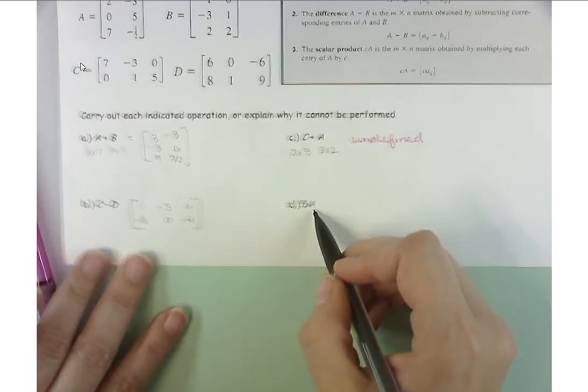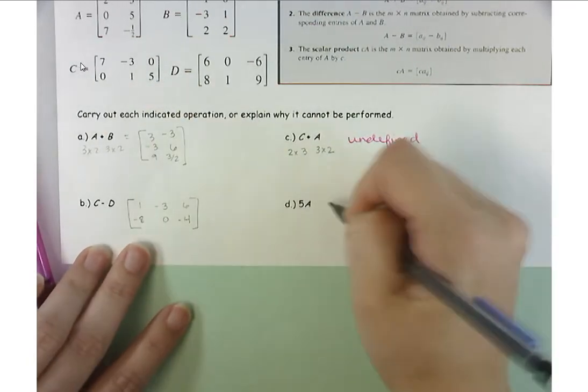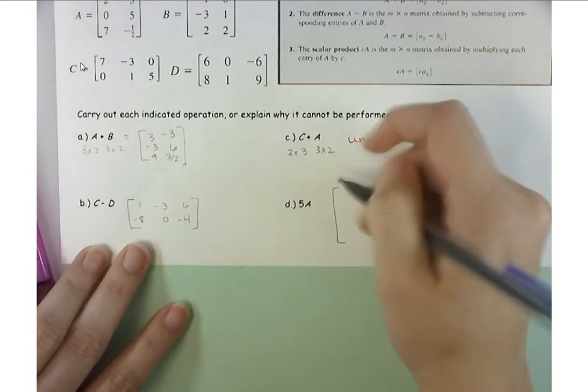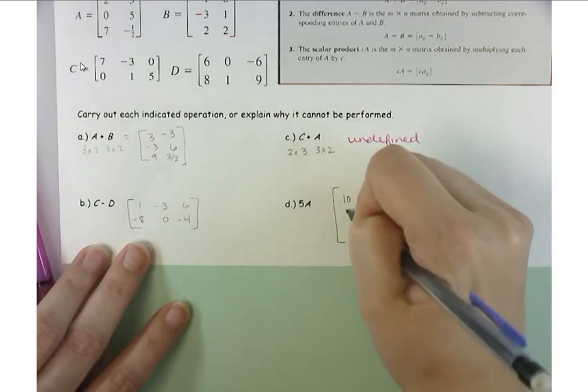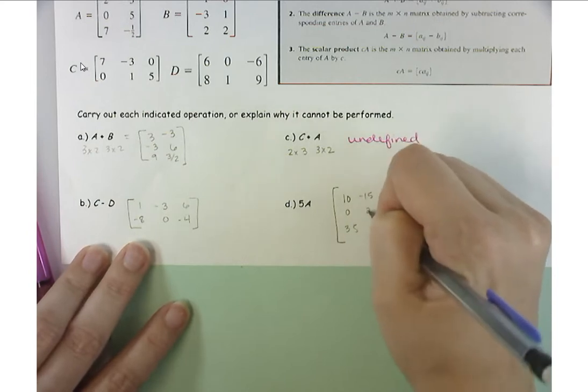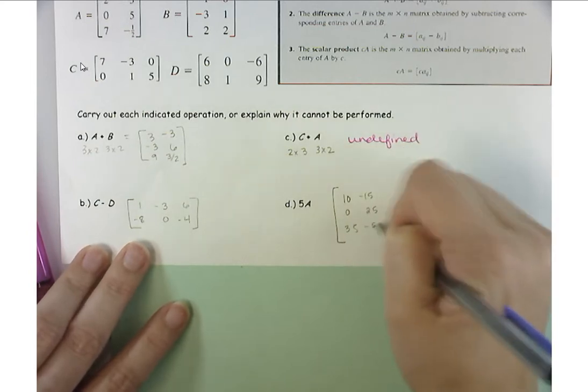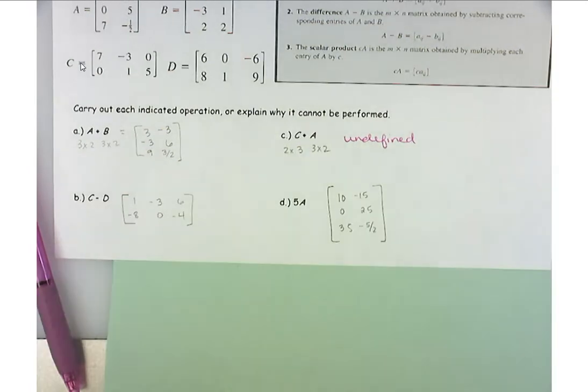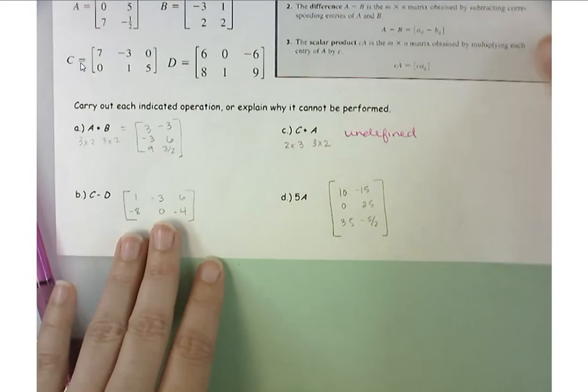And then the last one, you're just going to multiply by the scalar. So I'm going to multiply everything by 5. So that would give me 10, 0, 35, negative 15, 25, and negative 5 over 2. Okay, any questions for me on the first page? Ready for page 2? Oh yeah, go ahead.